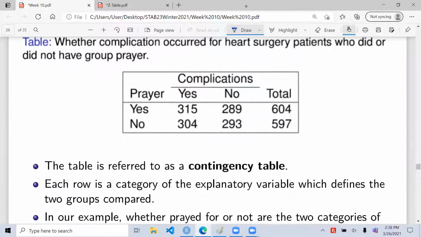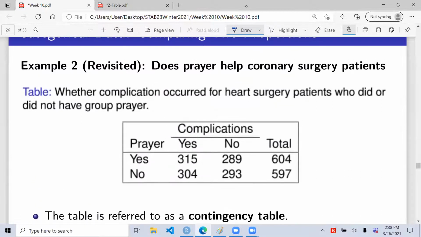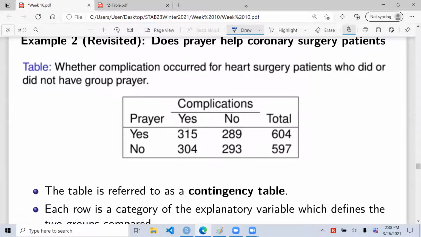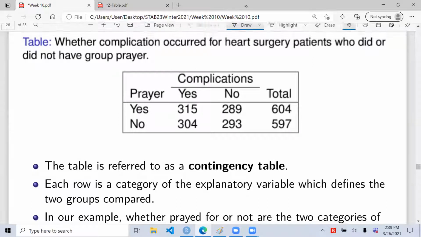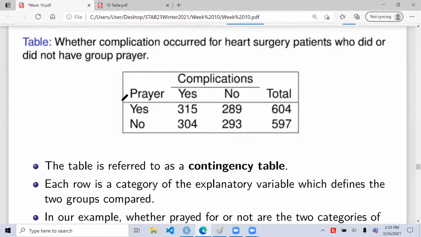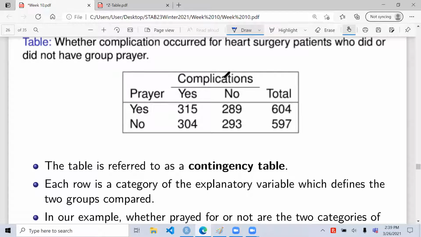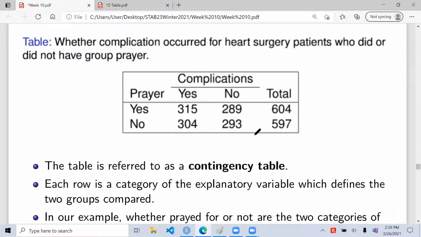So let's go back to our little example here. This is referred to as a contingency table. For those of you doing your projects, please know this is the kind of table you want to construct. And this is good, by the way, because it's going to be the table we use for inferential statistics. Each row is a category of the explanatory variable. So prayer, because we know this is the explanatory variable here: did they get a prayer, yes or no? This is the group of people who got a prayer. These are those who did not.